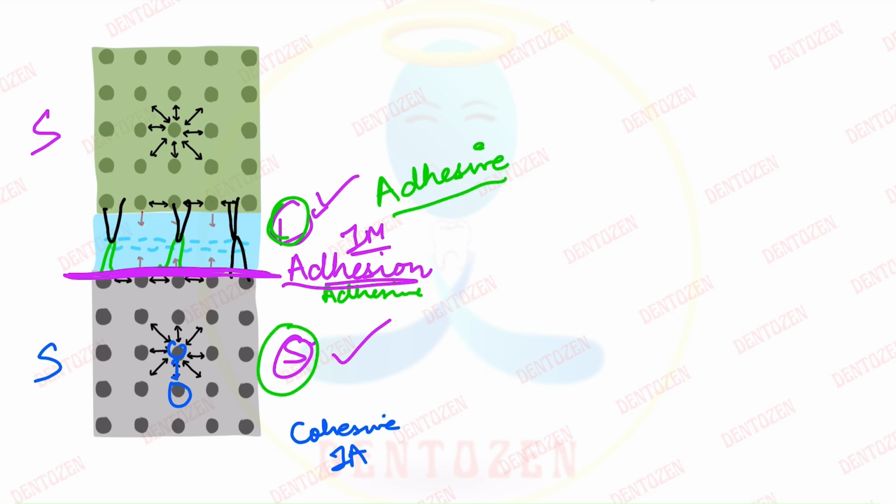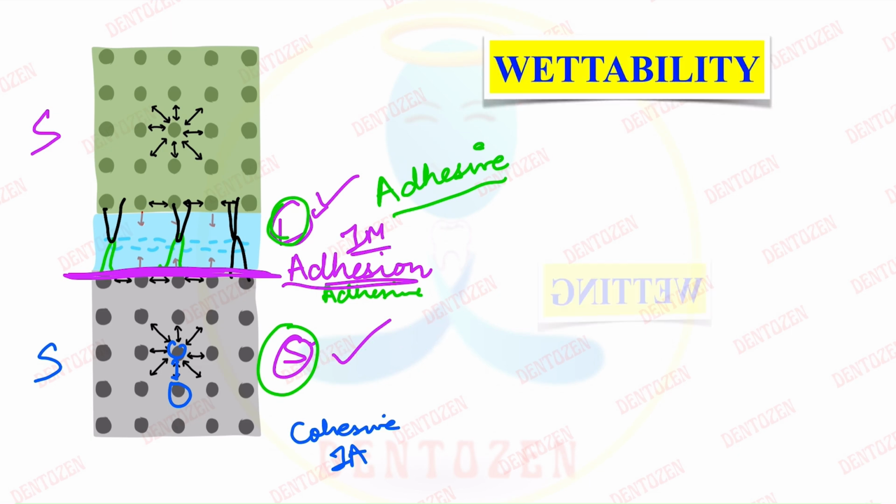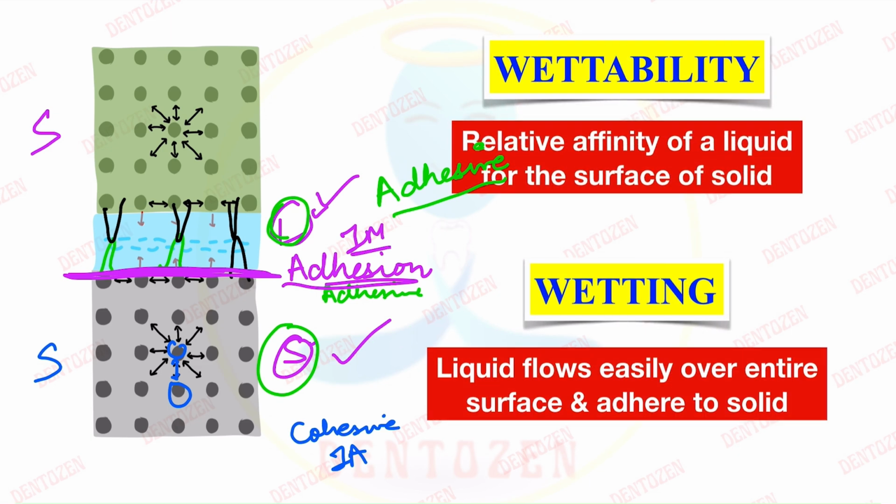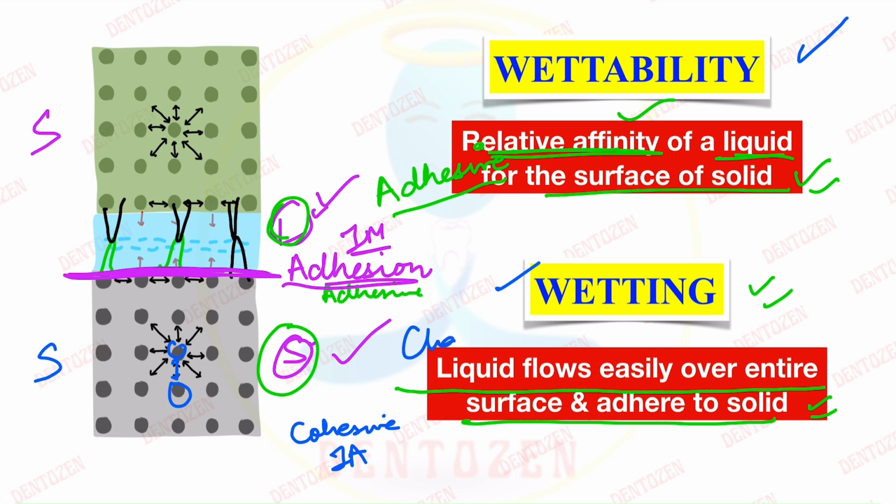The surface of the solid is the place where this liquid will flow. So we have adhesive, adherent, and the force is adhesion. Wettability is the relative affinity, the relative attraction of a liquid for the surface of the solid, and the extent to which it flows over the entire surface and adheres to the solid is called wetting. So wetting is the characteristic of the liquid by which it spreads completely over the entire surface of the solid and binds to it.